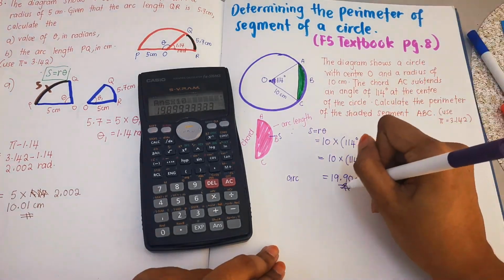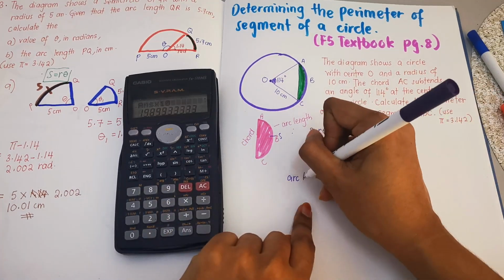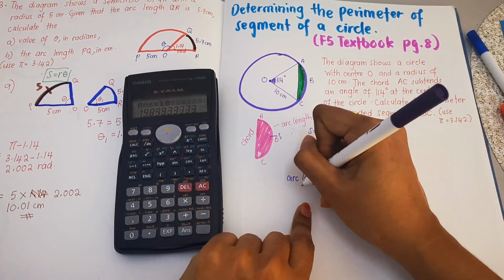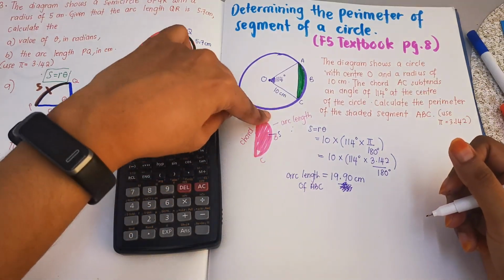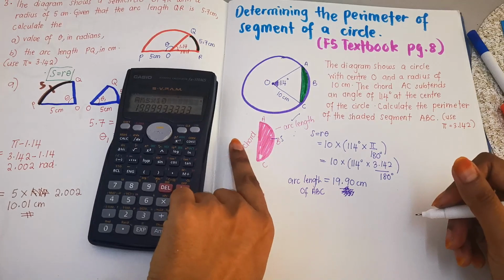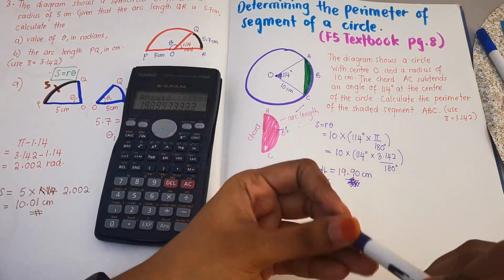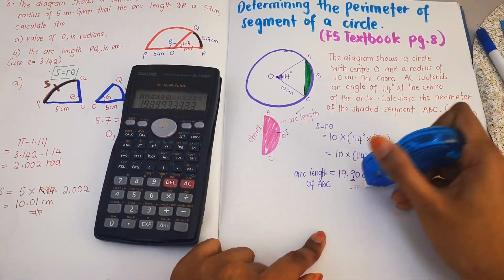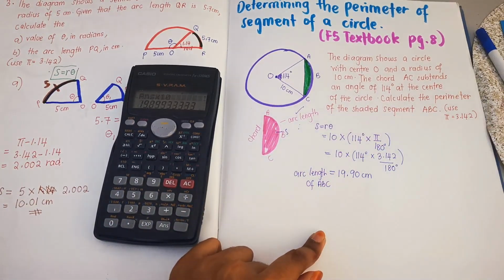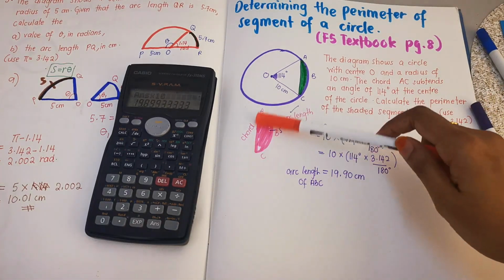Oh, sorry, this is not the final answer. We still have to find the chord. So this is the arc length of ABC, this part. So first part done, arc length. Now let's find the chord. Let me just use liquid paper on this so I don't want it to look ugly. Alright, done, 19.90. Now let's find the chord.